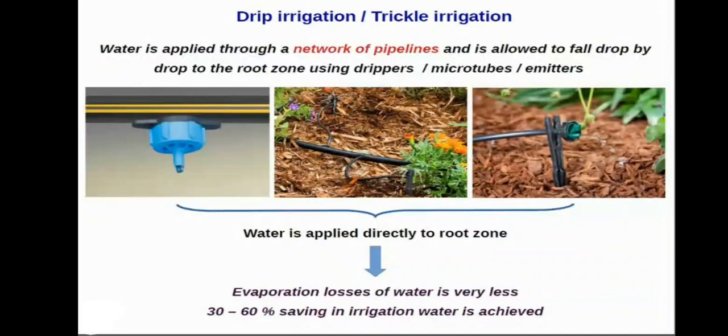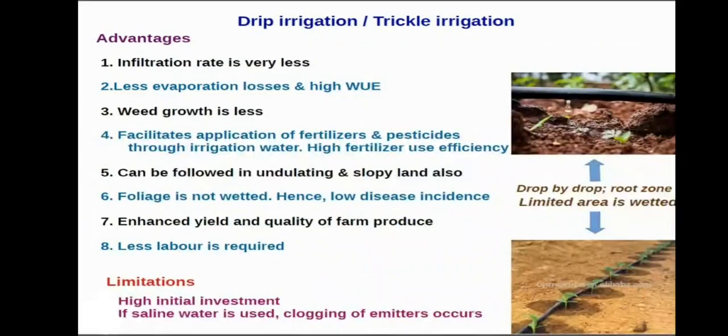Next, drip irrigation, or trickle irrigation, which is a very important term. Trickle irrigation is another name for drip irrigation. Water is applied through a network of pipelines and allowed to fall drop by drop to the root zone using drippers, microtubes or emitters. Here water is applied directly to the root zone. Evaporation loss of water is very low. 30 to 60% saving in irrigation water is achieved. This is the important advantage of drip irrigation.